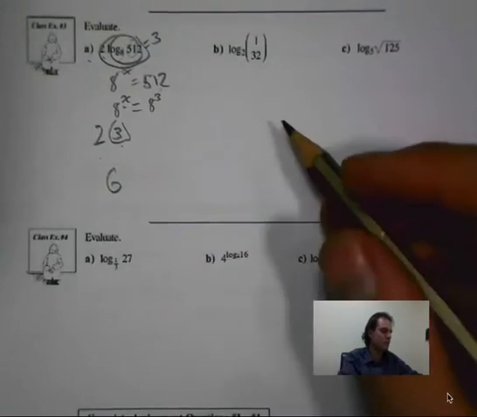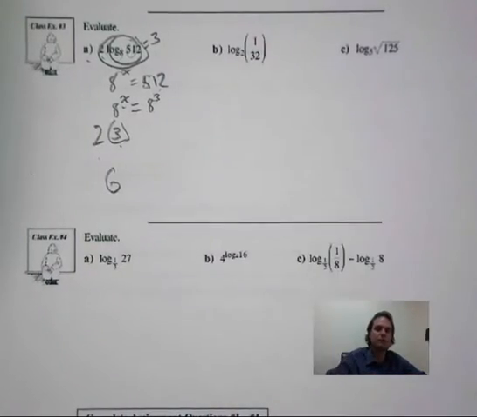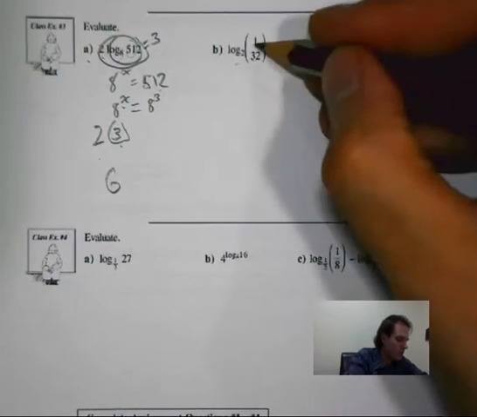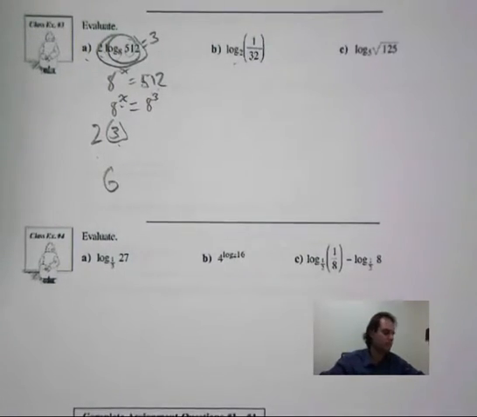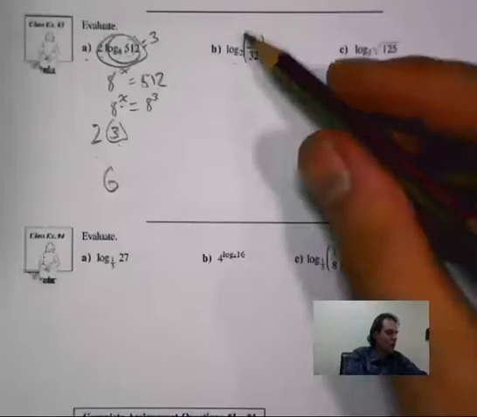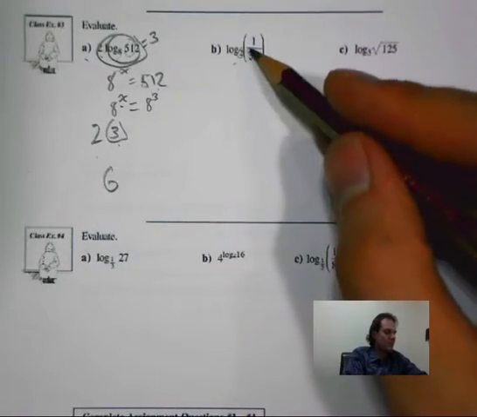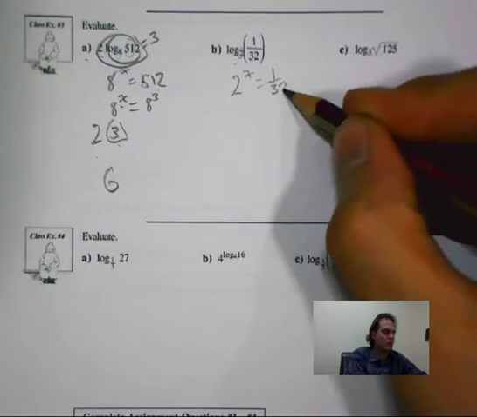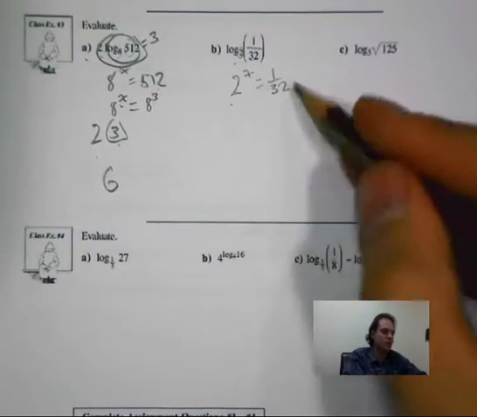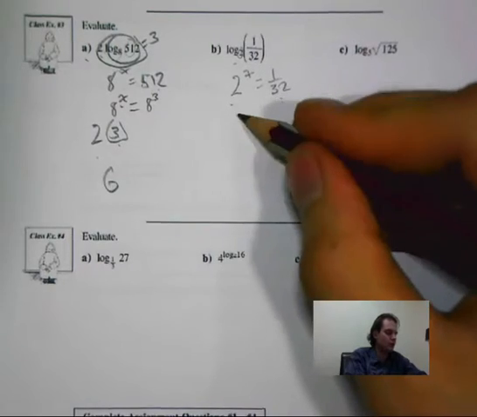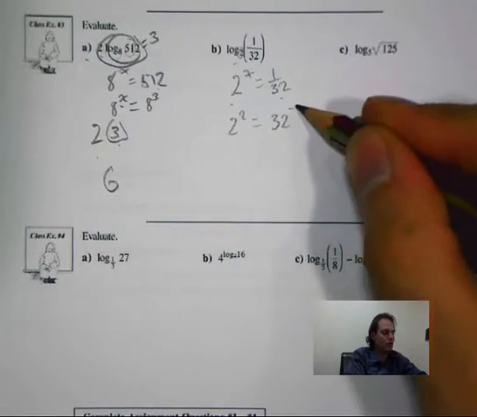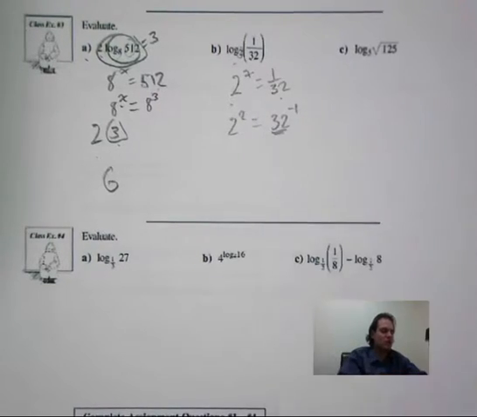Okay? Now let's take a look at the next one. It's saying log base 2 of 1 over 32. All right, so this is complicated. It's saying 2 to the x is equal to 1 over 32. Well, this is in base 2. Can we put this in base 2? Yes. So first of all, I'm going to say 2 to the x is equal to 32 to the negative 1. Now, I could change this into base 2. How?